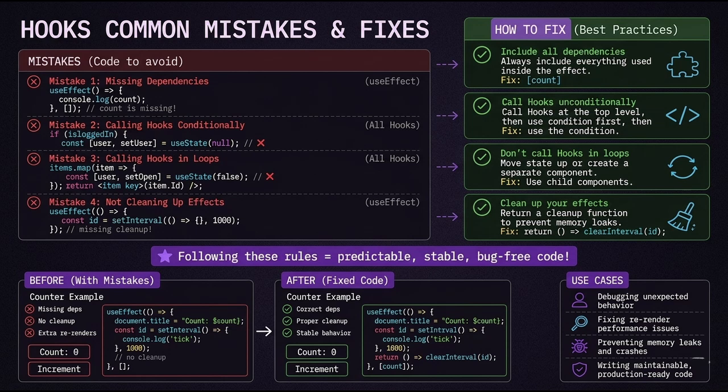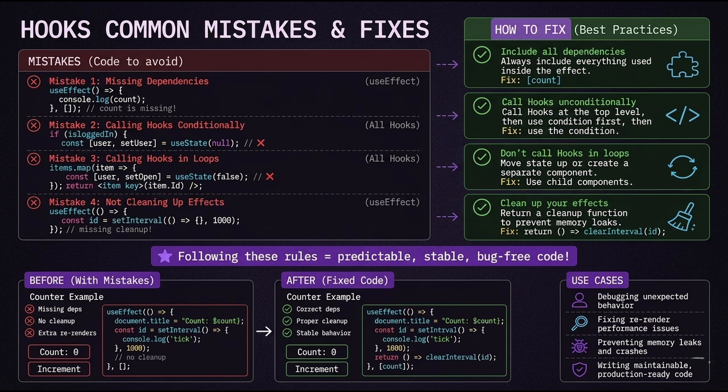Summary checklist for stable code. Trace and debug unexpected behaviors methodically. Correctly profile re-render performance bottlenecks. Prevent memory leaks and application crashes by cleaning up side effects. Pro tip: when in doubt, read your linter error messages carefully and run eslint-plugin-react-hooks. React will thank you.